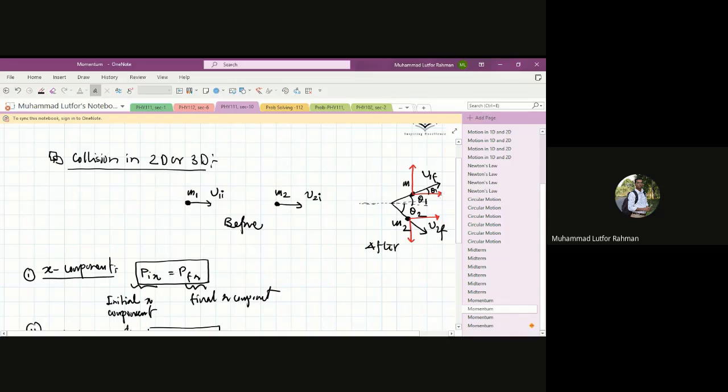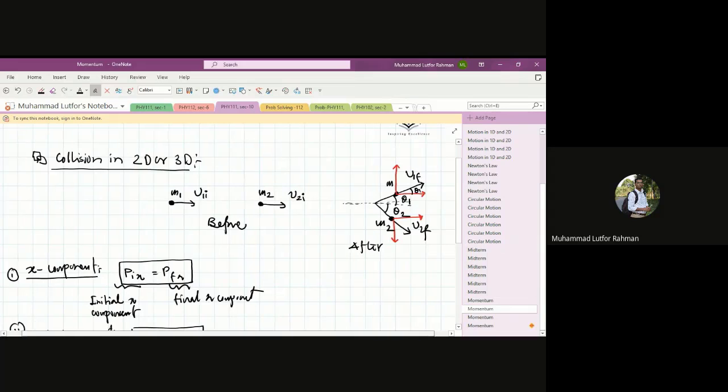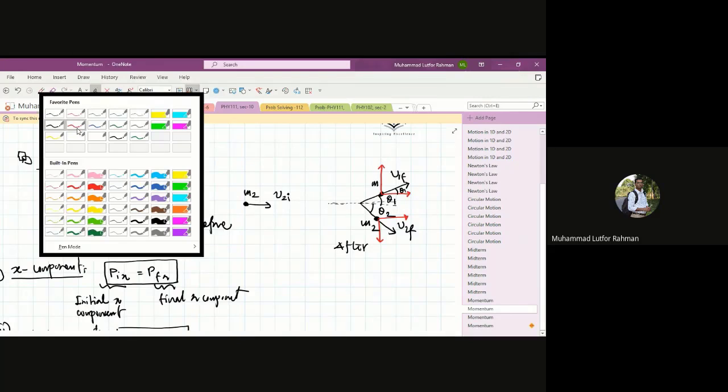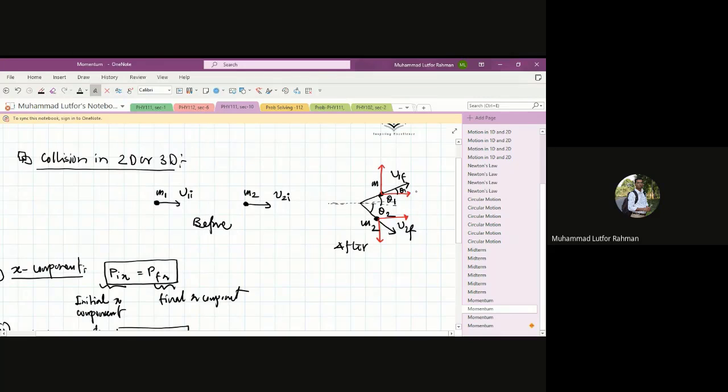In that case, this one would be V1F cos theta 1, and this one would be V1F sin theta 1 if you take the component of these two vectors. And I hope you know how to find that component. So I'm writing it over here for you. This would be my V1F cos theta 1. This would be my V1F sin theta 1.